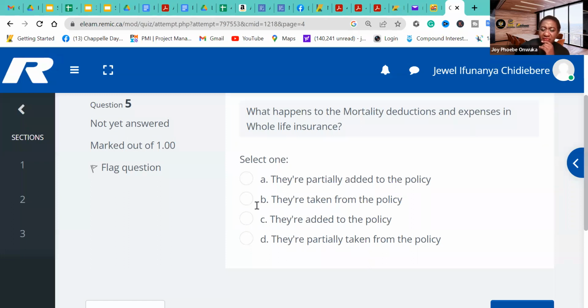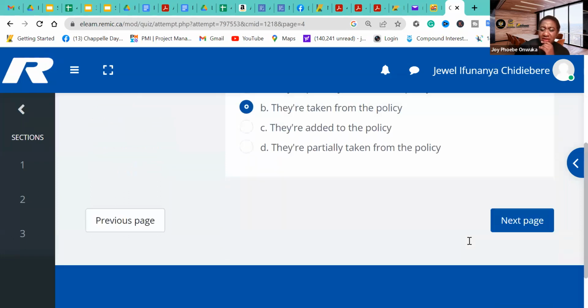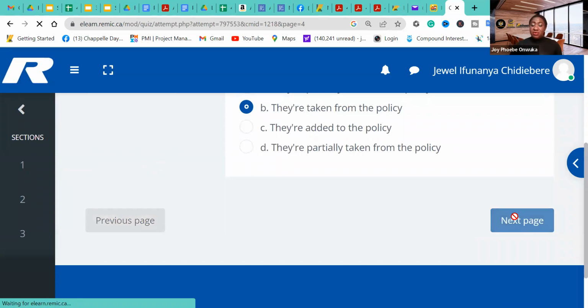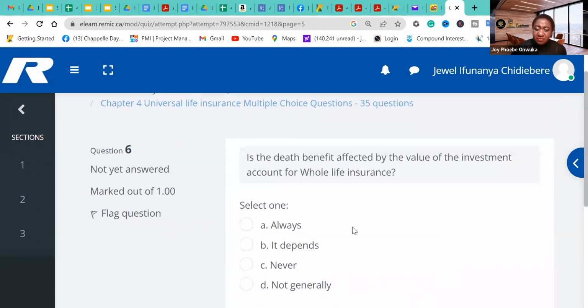I believe they are taken from the policy, my guess, but again, I don't know everything, so we'll find out.